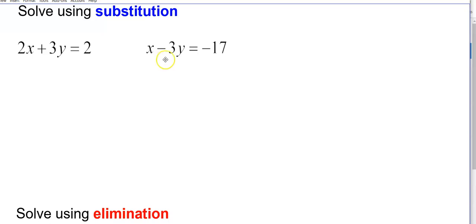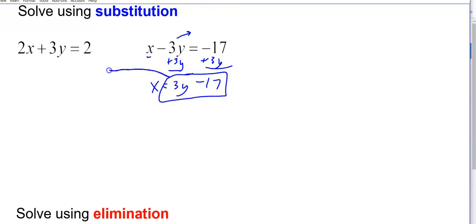If you take these two, you could solve this one. This seems obvious. Maybe just solve this for x. Maybe get that to the other side, so add 3y to both sides. So you get x equals 3y minus 17. Of course, that's going to get plugged in everywhere there is an x in the other equation. You solve one of the equations for one of the variables and you plug it in.